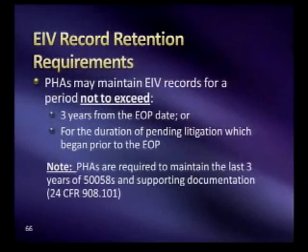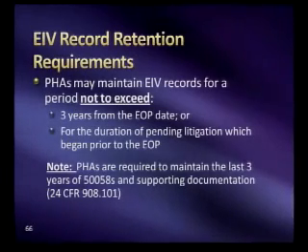Okay, so anyway, PHAs maintain EIV records for a period. Now we're into EIV record retention policy. See how we just transition real quick? We talked about this earlier. EIV record retention is not to exceed a period of 3 years from the EOP date, or the duration of pending litigation in which the litigation began prior to the end of participation date. So if you had something in pending litigation and then they subsequently moved out, you could maintain EIV beyond the 3 years as long as that litigation was still active. But the minute there's a judgment or the case is closed, you must end your retention of the EIV information.